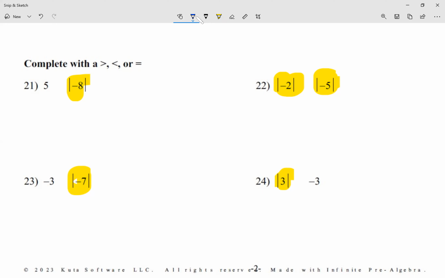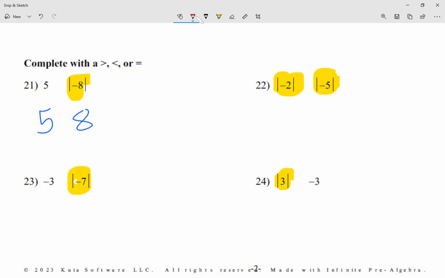Okay, so here I'm going to compare 5 and positive 8. So first thing I have to do is get rid of the absolute value sign. And then I have to complete it with the inequality sign. We talked about this inequality sign already. It looks like a mouth. It wants to eat the bigger number. So I look, is 5 or 8 bigger? Which one of the two is bigger? Yeah, 8 is the bigger number.